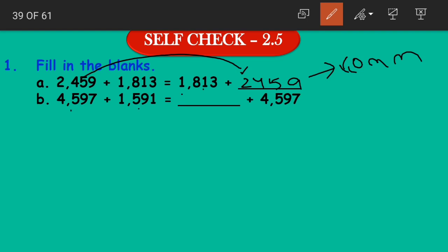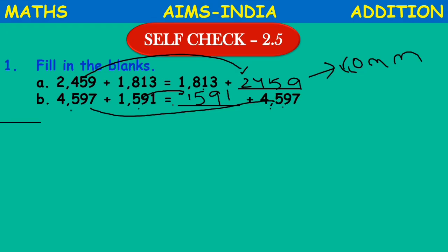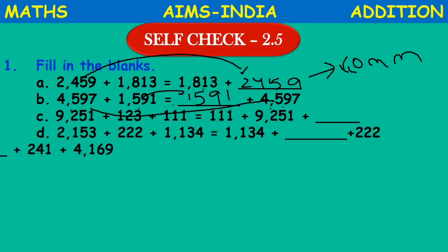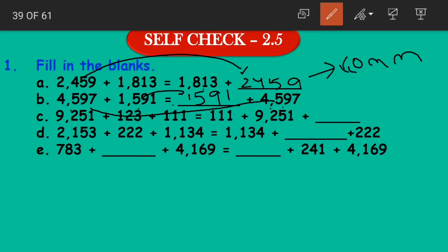4597 plus 1591 is equal to blank plus 4597. Again, look here, we already have 4597. Now which number is missing? This one. So we'll write 1591 in this blank space, and that will be our correct answer. Understood, children? Yes, this is very easy, right? Just look at the number and then look at the question and write the number which is missing.